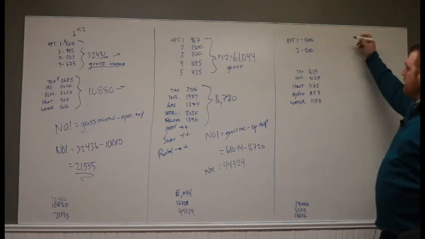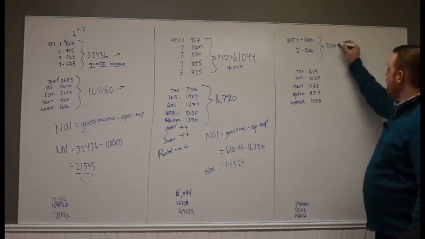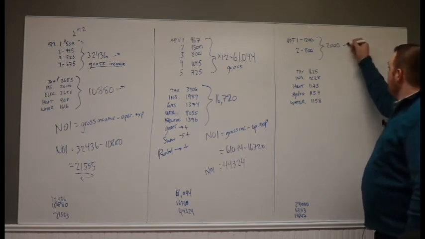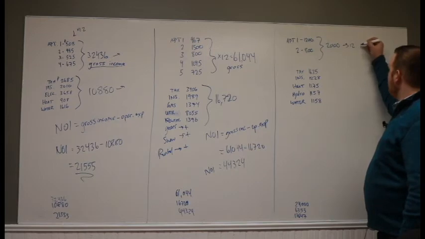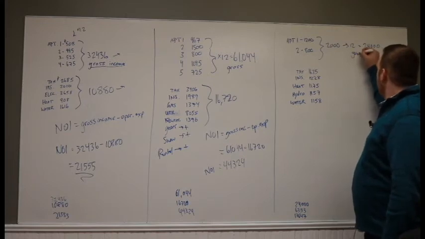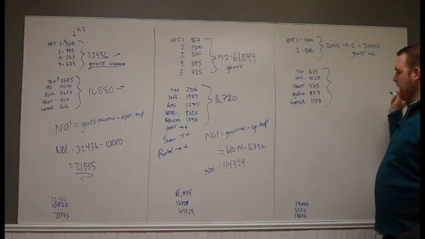We just have 2 apartments that are all inclusive, bringing in $2,000 a month, and this one I can do in my head because it's very simple numbers. So $2,000 a month times 12 is $24,000 a year. That would be gross income. Now let's talk about operating expenses.